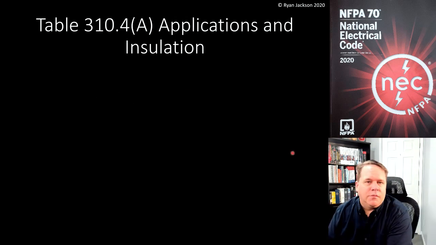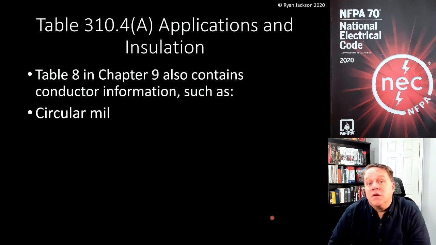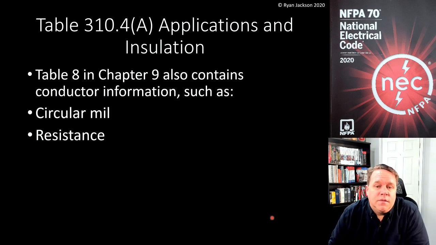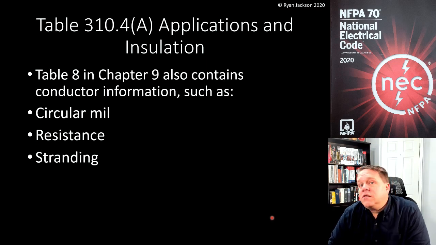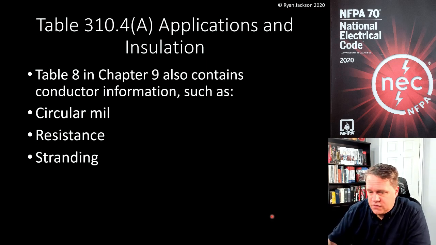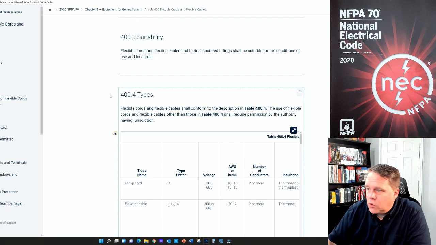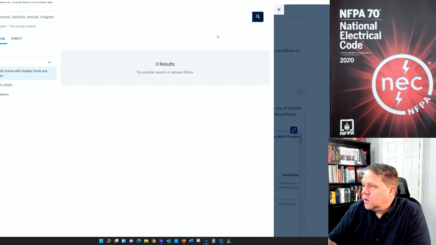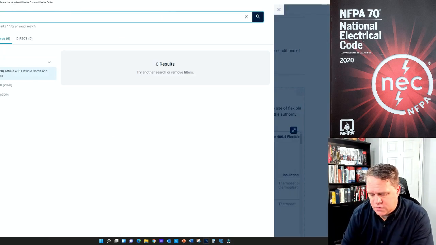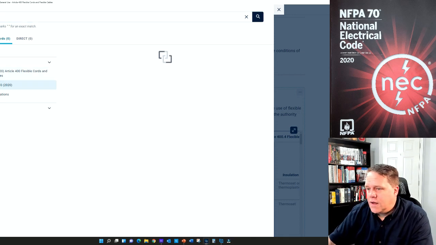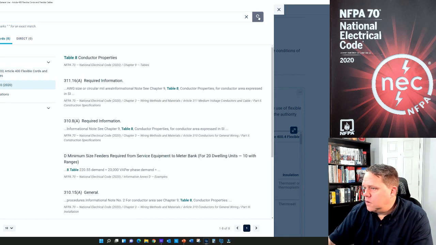The last table that I want to talk about is going to be table 8 in chapter 9. That contains information like circular mil, resistance, and stranding. So let's go ahead and take a peek one more time. We're going to search it this time and go to table 8. We're going to search all of that. And we'll go to table 8.